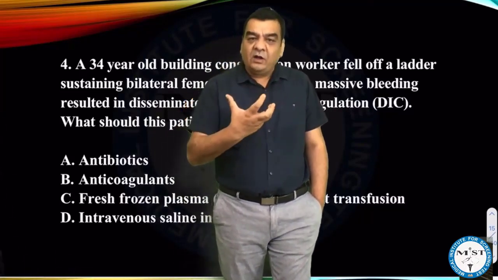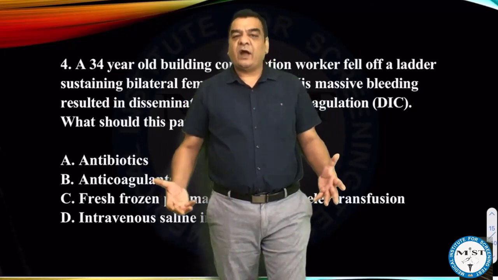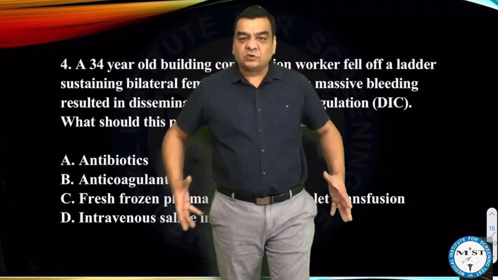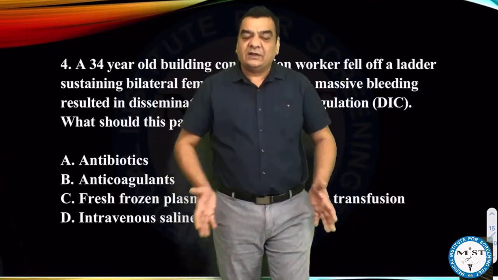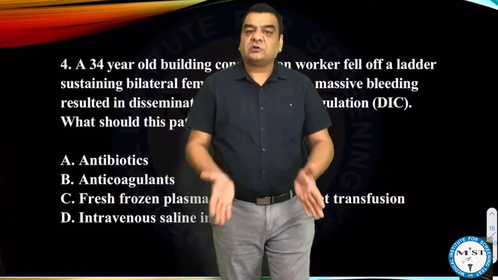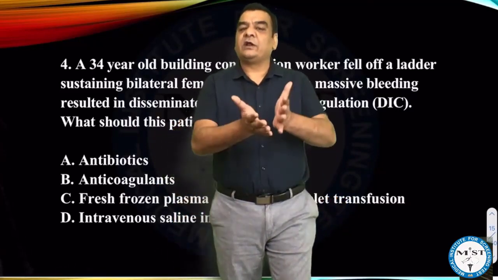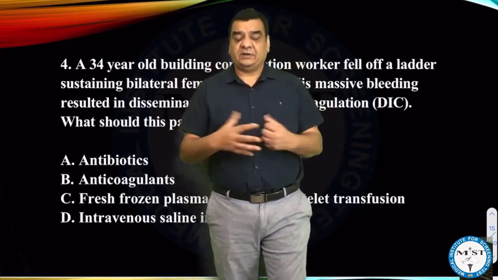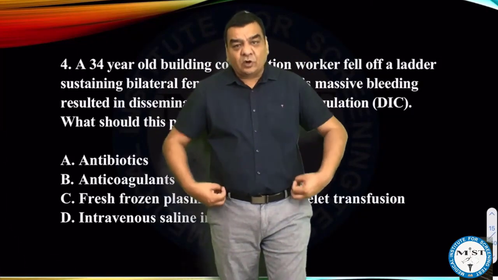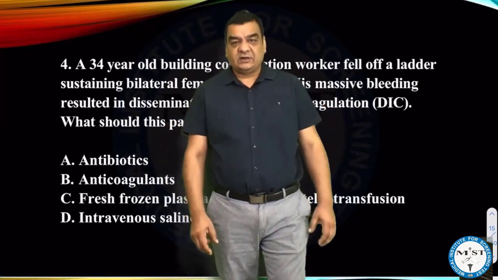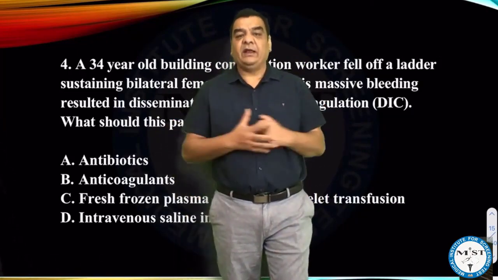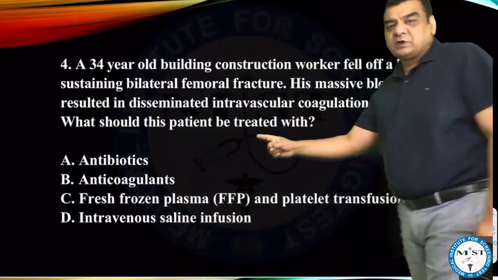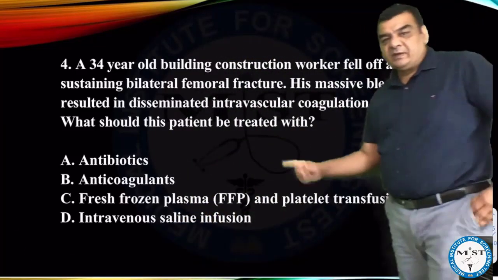That means because of the femur fracture, what would have happened in this patient? There would be huge amount of bleeding. So there is a blood loss. That means there is loss of platelets, loss of clotting factors, right? In this patient, he has lost a significant amount of platelets. He would be bleeding. So what would be the best? What should this patient be treated with?